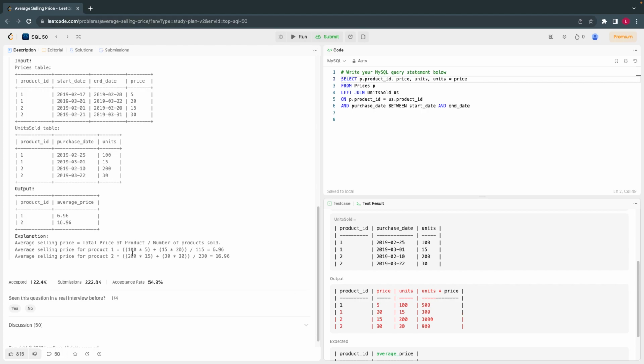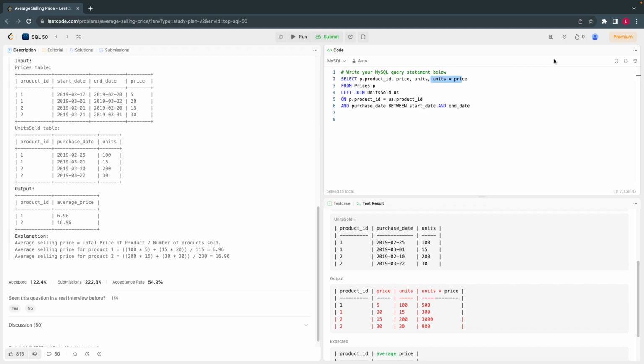So if you see here, we get a product ID, and this is 500, and this is 300 for each product, divided by 115. We need 115. I'm talking about for each product. That's the reason we have to sum this, right? That's what the average is also saying. For each product, sum this and this, divided by the sum of this.